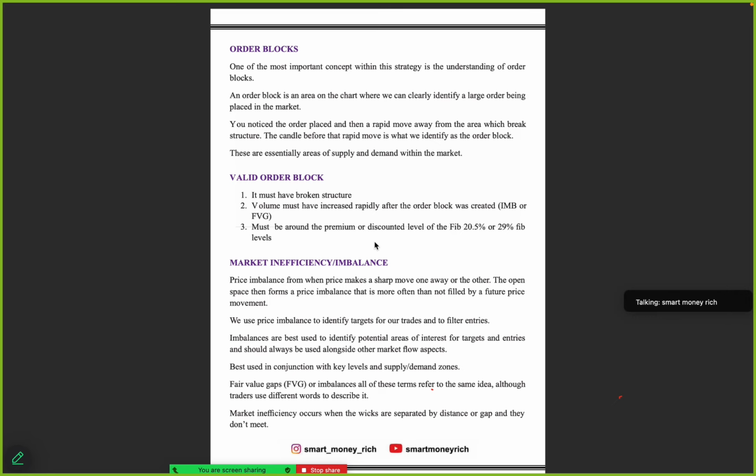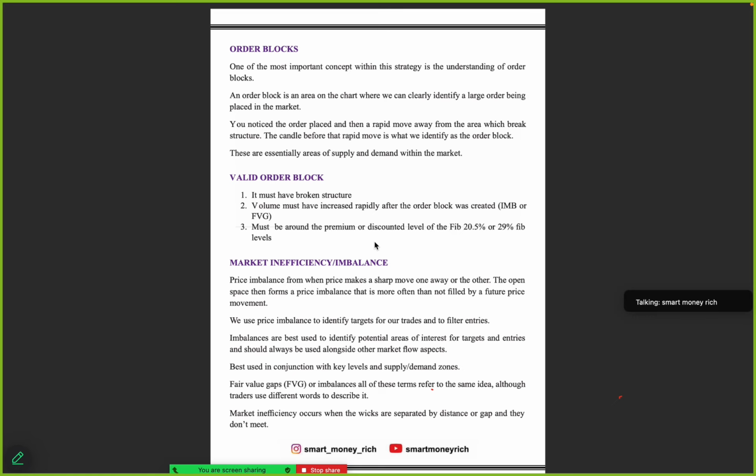These impulsive movements away from that level will always give us a break of structure. Without a break of structure, we don't consider that impulsive or rapid movement to be a consistent movement. But if it leads to a break of structure, then that's the first confirmation that price is about to move in the direction that we think. I will give you guys examples of these things.